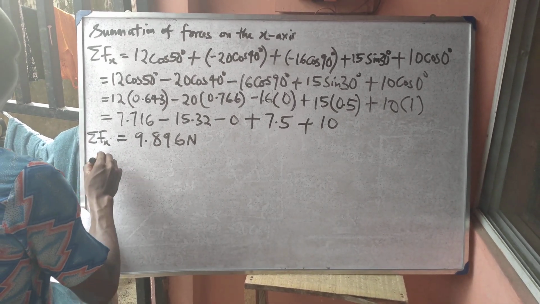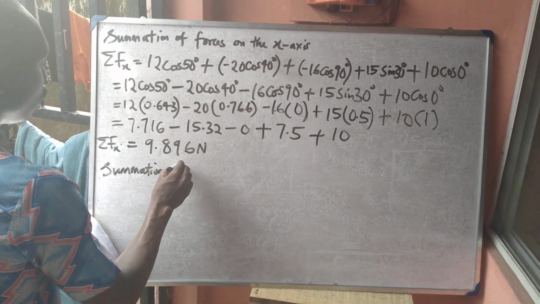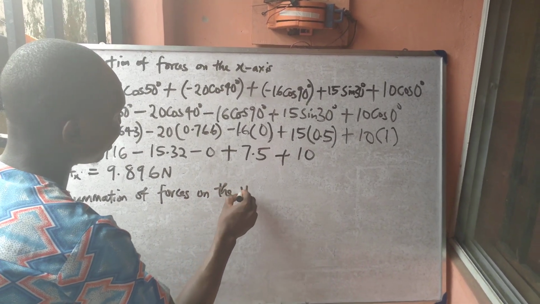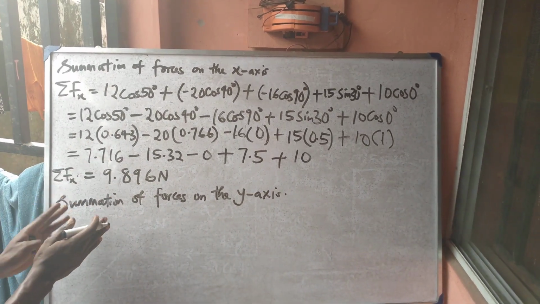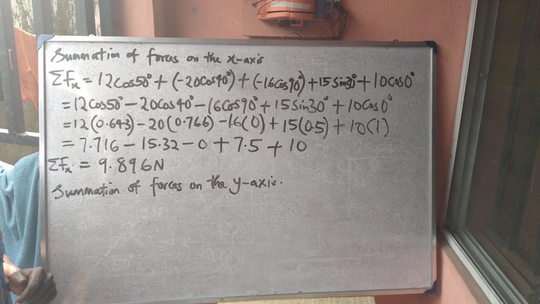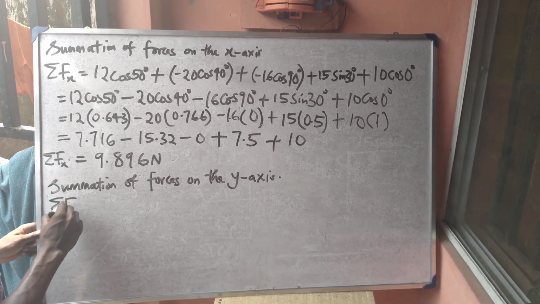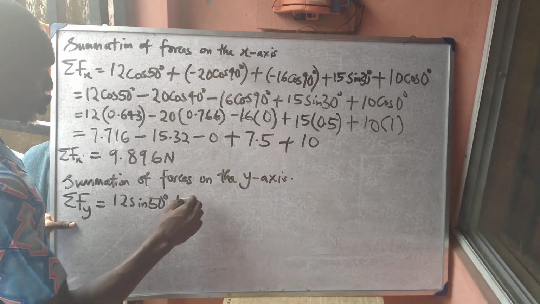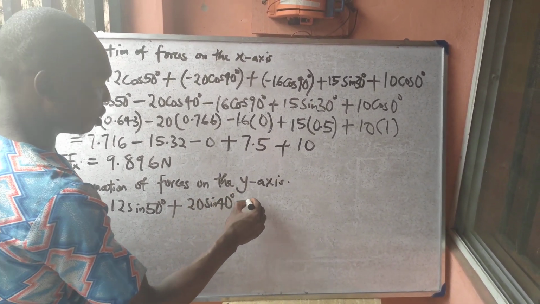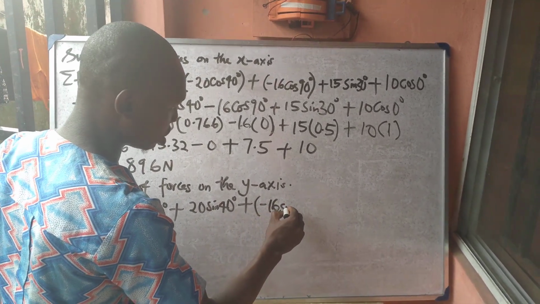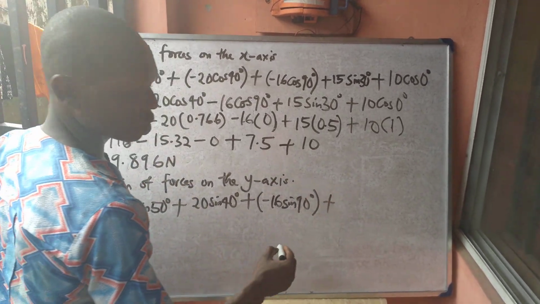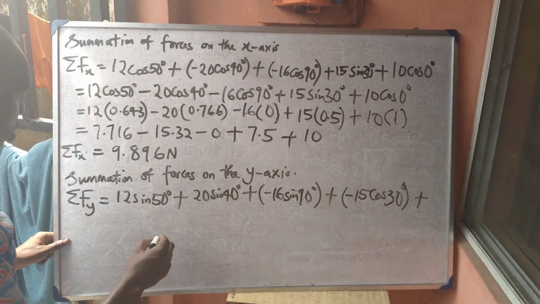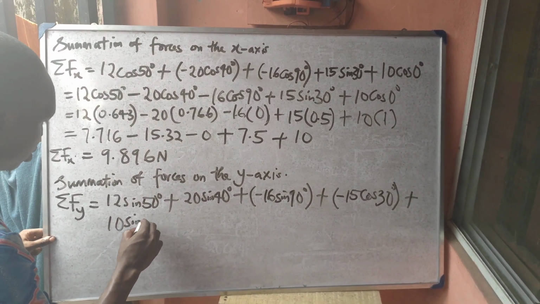Now the next thing you obtain is the summation of forces on the y-axis. Now let us look at the summation of forces on the vertical component or the ordinate. Now sigma fy will be equal to, over there on the board, we have 12 sine 50 degrees plus 20 sine 40 degrees plus minus 16 sine 90 degrees plus minus 15 cos 30 degrees plus 10 sine 0 degrees.